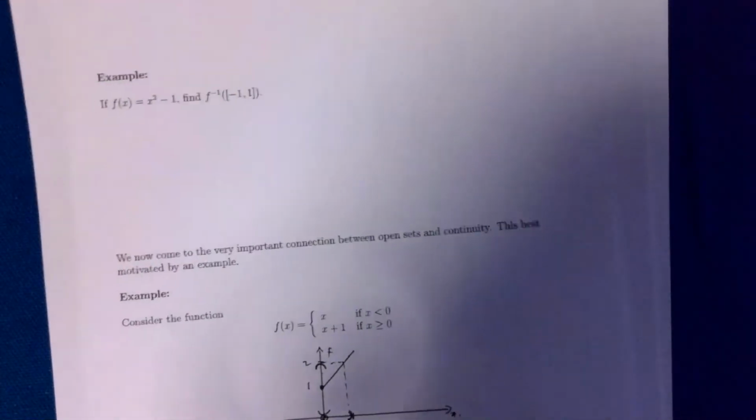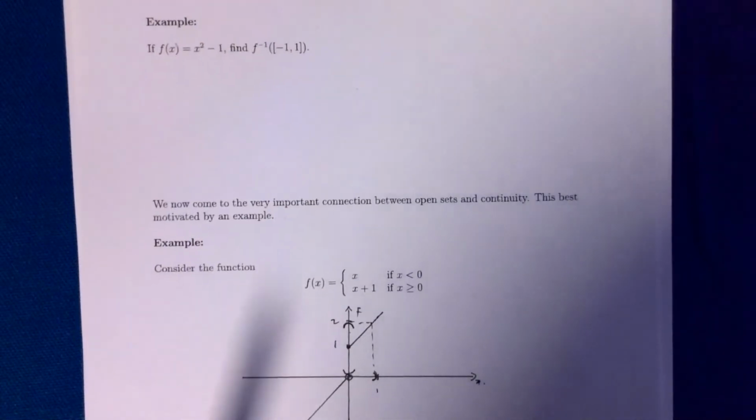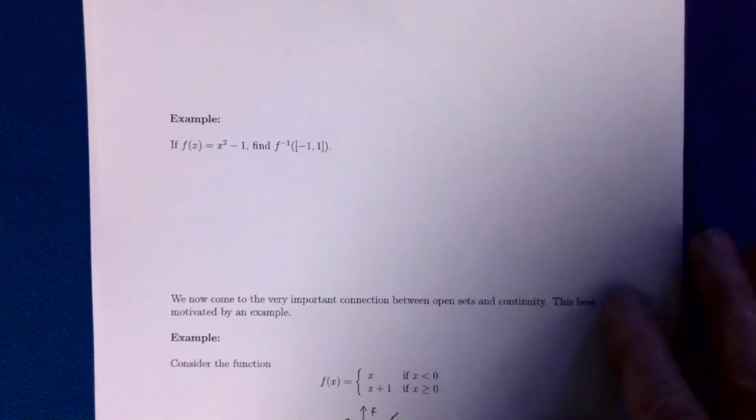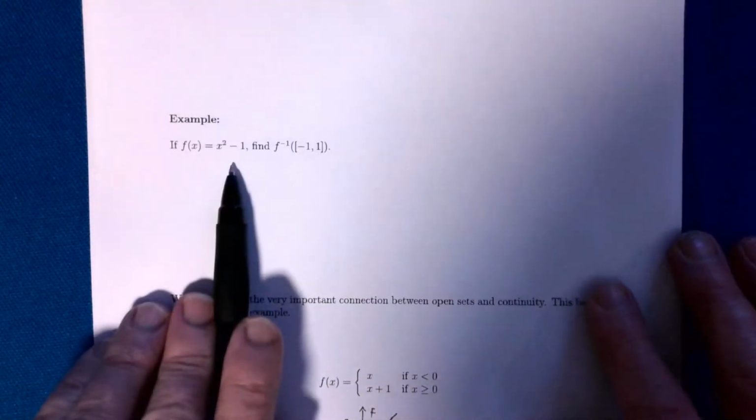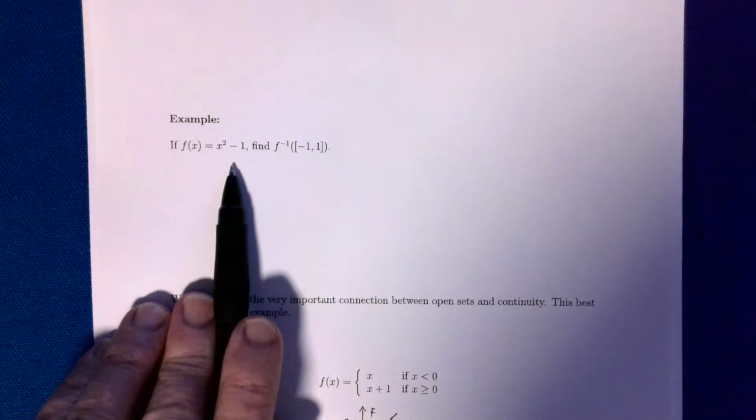So let's just do an example of one of these. We'll have a look at the example. We're going to take f of x is x squared minus 1, and we're going to look at the pre-image of the interval -1, 1.